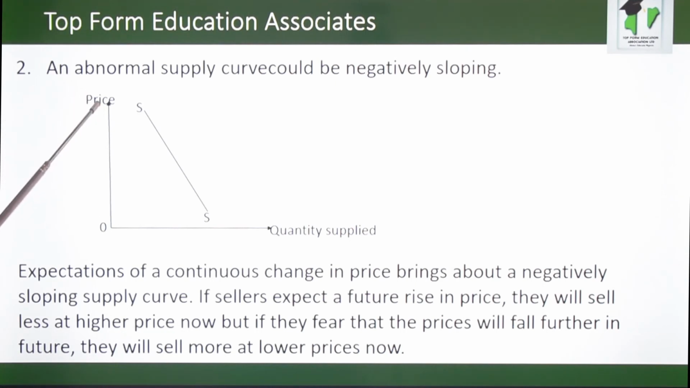Because normally, once price decreases, supply does not increase. But in this case, you can see as price decreases, supply increases. It's very, very abnormal. So expectations of a continuous change in price bring about a negatively sloping supply curve. If producers are anticipating that prices will continue to go down and down, they will continue to supply even at the prevailing low price.